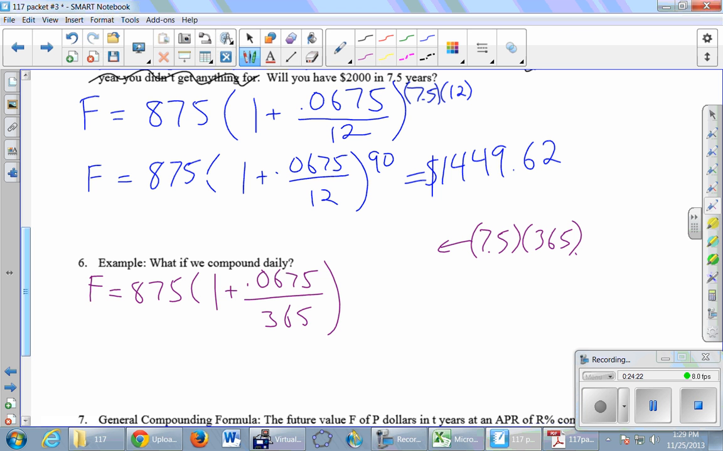Can somebody do this 7.5 times 365 number for me? Okay. That means something in the context of this problem. What is this 2700 number counting? That's how many days in 7.5 years. That's all. So we're just using the same exact formula over and over again.